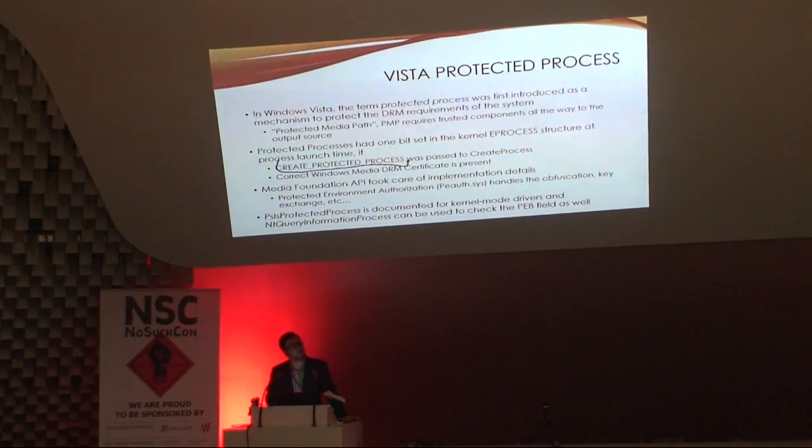This checks if you have a special Windows Media DRM certificate, and if you do, it sets a bit in the kernel structure that says this is protected. And then there are some drivers in the system that basically manage access to the DRM keys, and they make sure that only protected processes can get the keys. So there's an undocumented control code that you can ask Windows, give me the symmetric key to decrypt movies, and it'll only give it to you if you're protected.